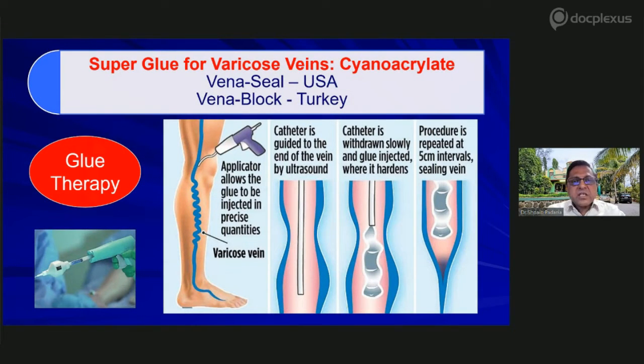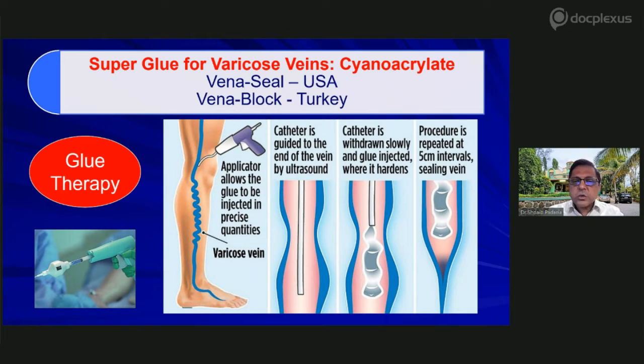Something nowadays quite commonly asked about by every patient is glue therapy. So what exactly is this super glue for varicose veins? Super glue is a chemical solution called cyanoacrylate. It's available from the United States as VenaSeal and from Turkey as VenaBlock.